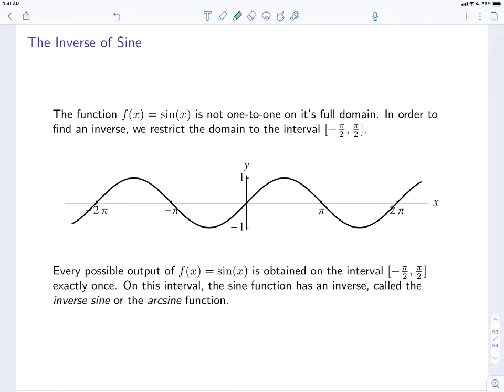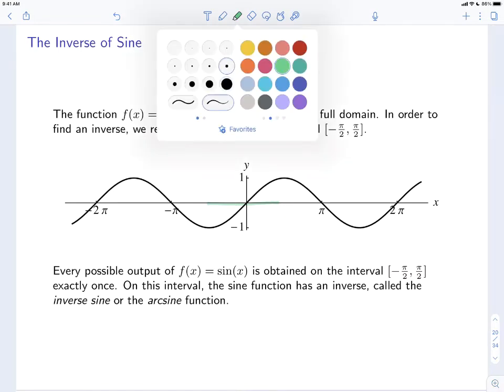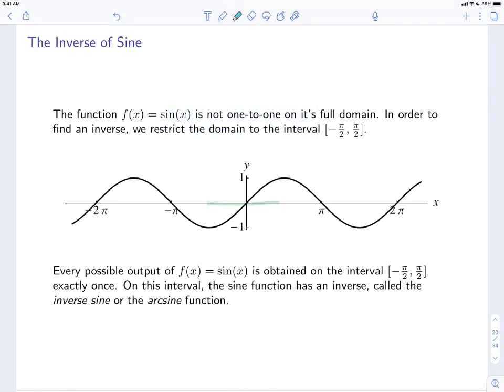And in the case of sine, we restrict our function to the domain from minus pi over 2 to positive pi over 2, which is basically that little bit right there. So on the graph, it's this part of the graph. So what you can see is that on this interval from minus pi over 2 to positive pi over 2, you get all of the possible outputs for sine. You start at minus 1, and then you slowly work your way up to positive 1.